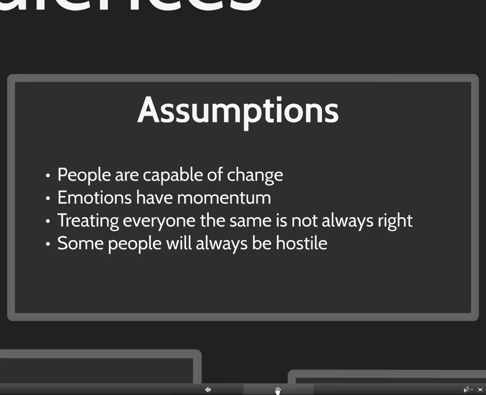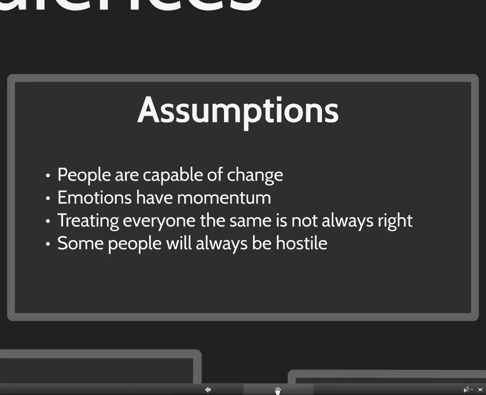But we have to think that emotions have momentum. An audience that starts hostile may become increasingly hostile. But if you're able to change that momentum, you might not get every person on your side, you may not get every person to agree with you, but you might at least get heard out. And we have to think about some things that some people will always be hostile.